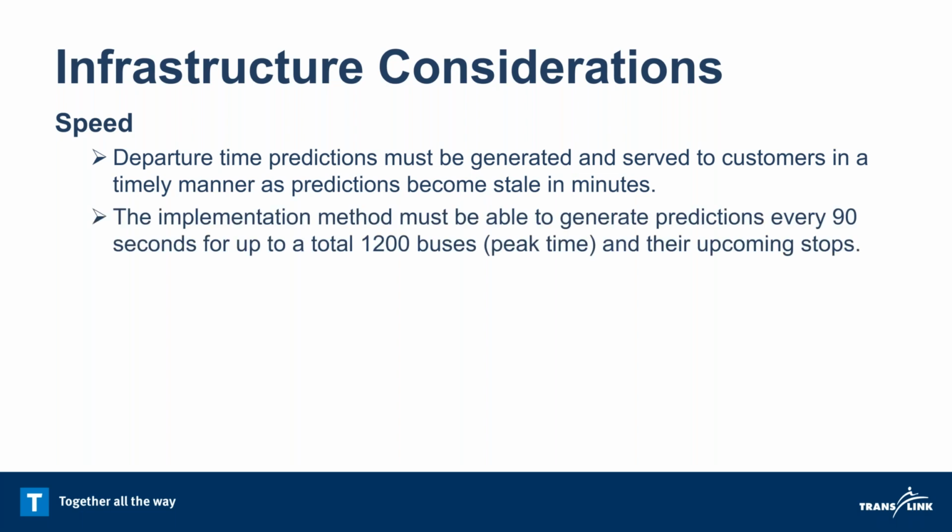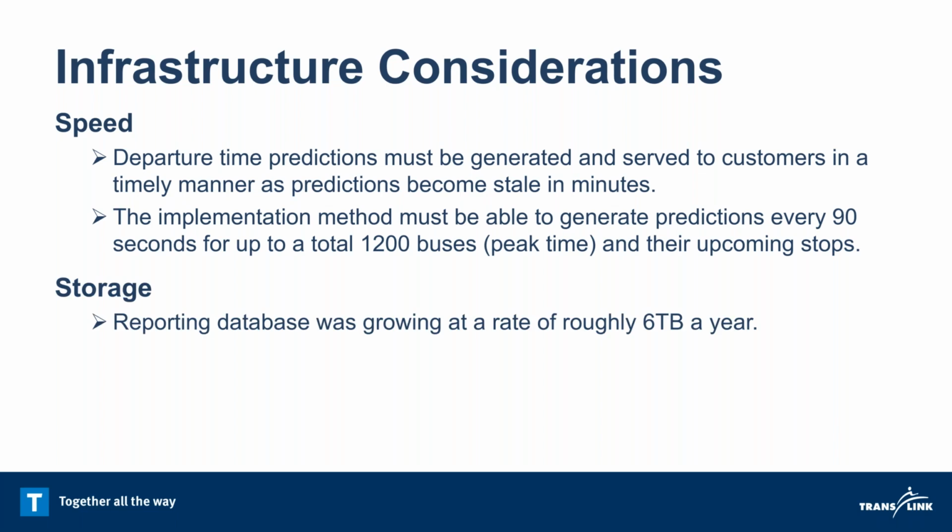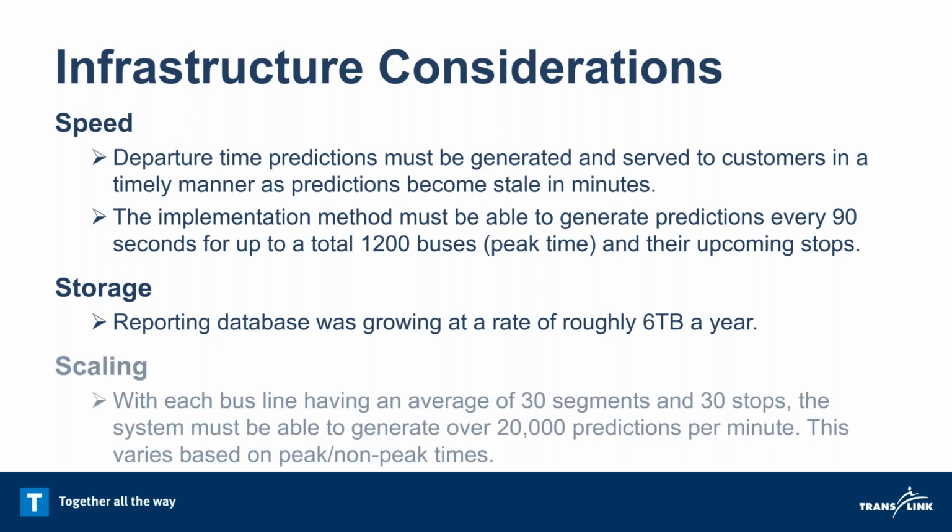The implementation method must be able to generate predictions every 90 seconds for up to a total of 1,200 buses and their upcoming stops. Storage considerations. Our reporting database alone was growing at a rate of roughly 6 terabytes a year. Scaling. With each bus line having an average of 30 segments and 30 stops, the system must be able to generate over 20,000 predictions a minute.